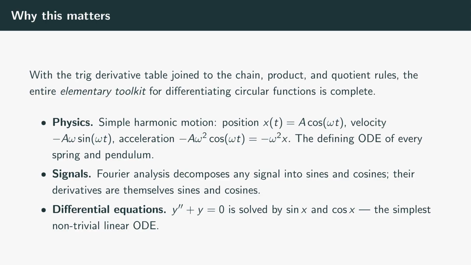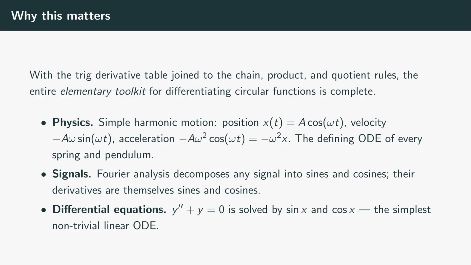Three quick reasons today's table matters beyond the next problem set. First, physics. The most important differential equation in classical mechanics is the equation of simple harmonic motion: a spring, a pendulum, a tuning fork. The position of an oscillator is a cosine omega t. Differentiate with the chain rule and today's identity for cosine. The velocity is minus a omega sine omega t. Differentiate again, the acceleration is minus a omega squared cosine omega t, which is minus omega squared times the original position. Acceleration proportional to minus position, with the spring constant baked into omega squared. The defining differential equation of every oscillator falls out of two applications of today's table.